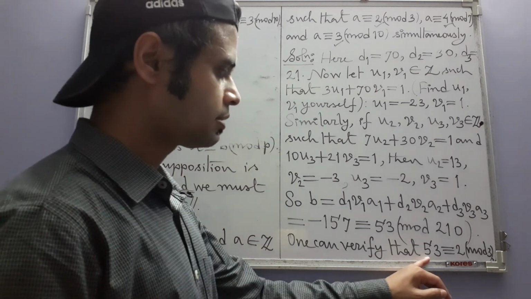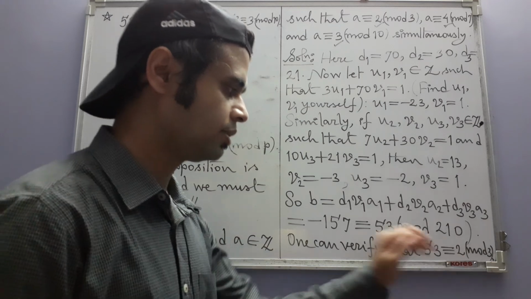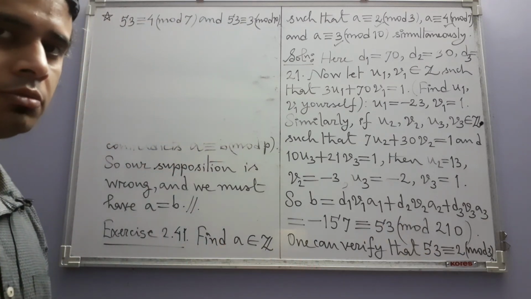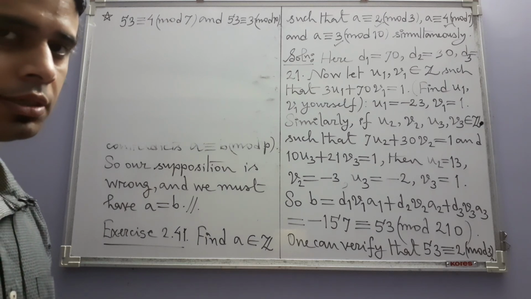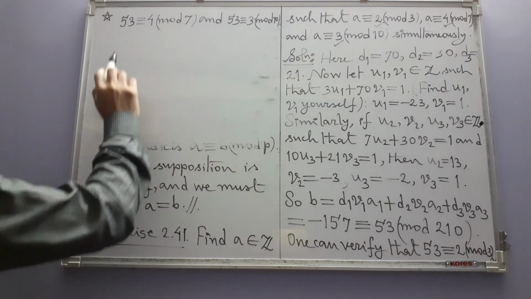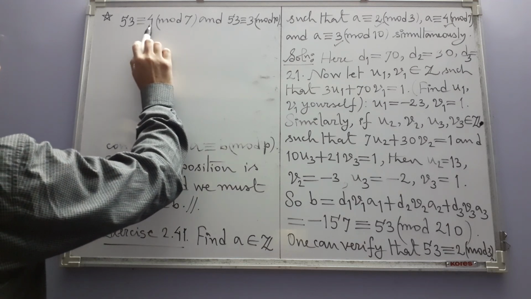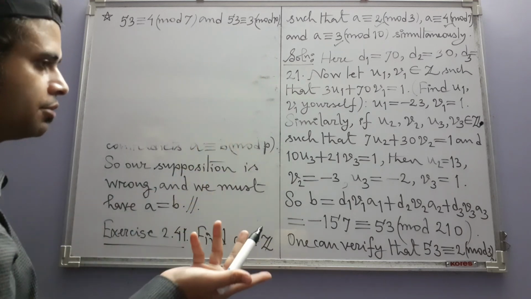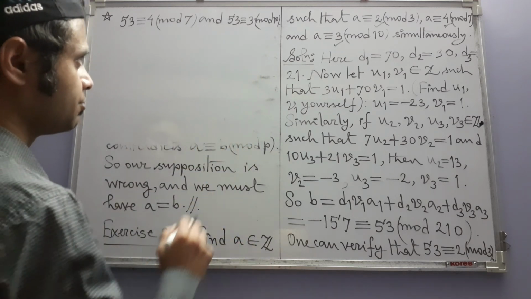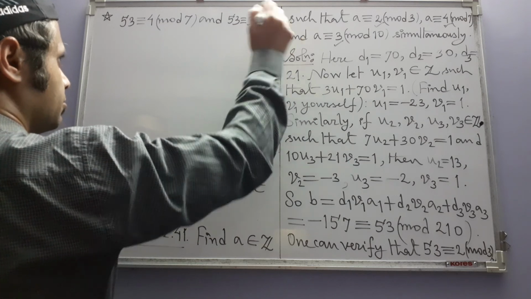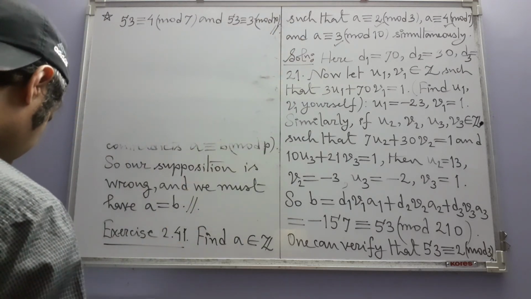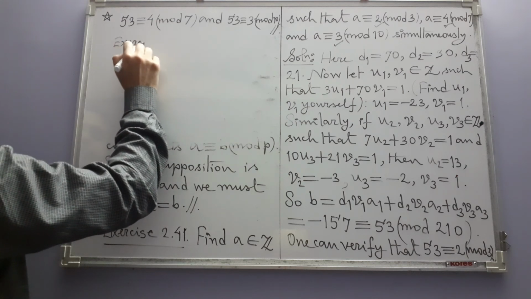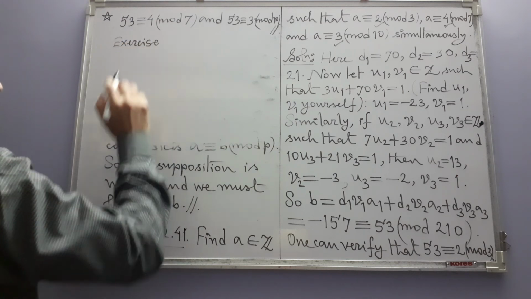And lastly, let us see that we actually have these congruences. 53 minus 2 is 51, which is divisible by 3, because 5 plus 1 is 6, which is divisible by 3. 53 minus 4 is what? 49, that is divisible by 7, and 53 minus 3 is 50, which is divisible by 10. So yes, 53 is an answer. And the next one is also similar, which I will not do. I leave this solution to you.